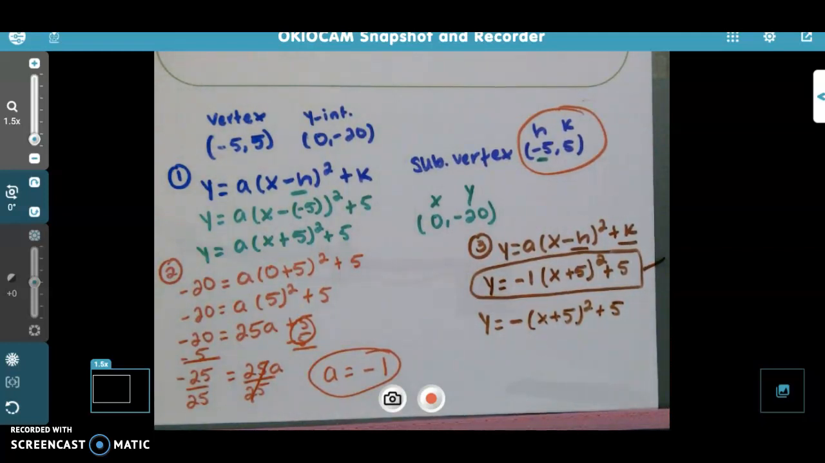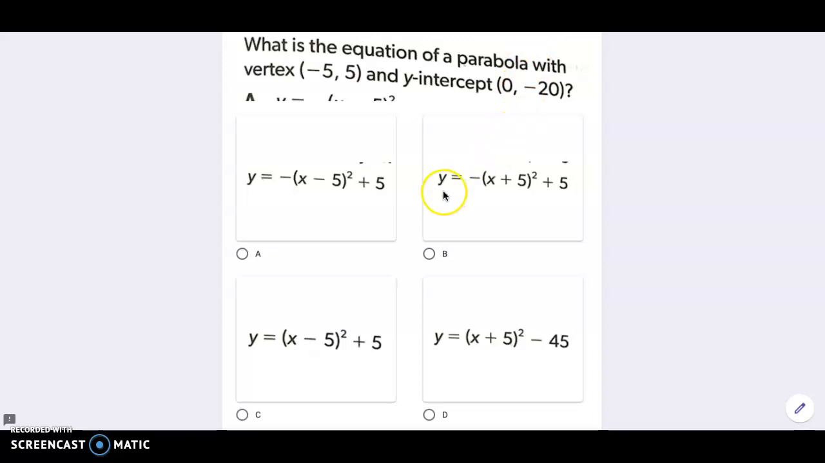Let's go ahead and look at my answer choices. So let's see. I'm looking for a negative, so it's definitely not C and D. So it could be A or B. Oh, can't be A because there's that subtraction sign. So it has to be B, and that is correct. Negative parentheses x plus 5 parentheses to the power of 2 plus 5.